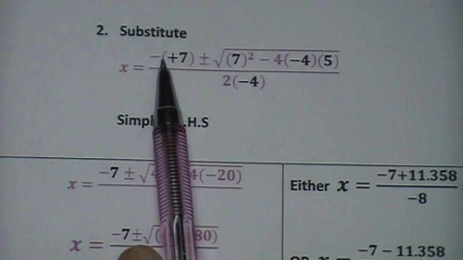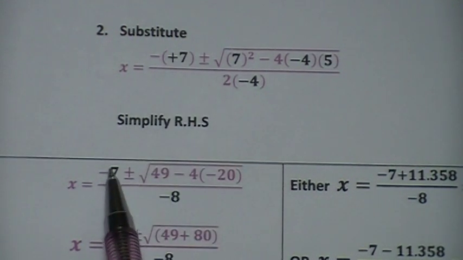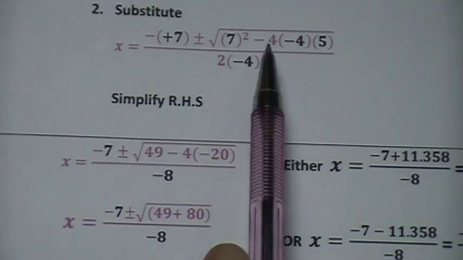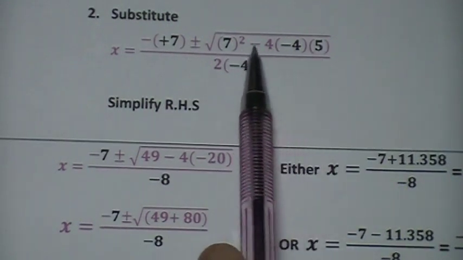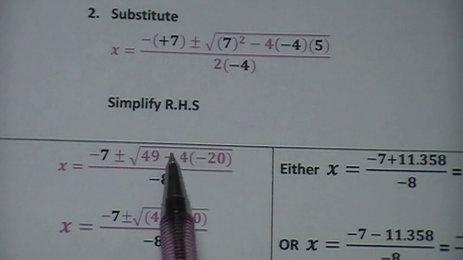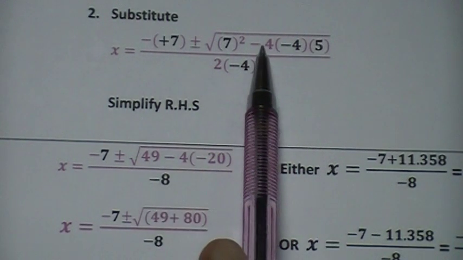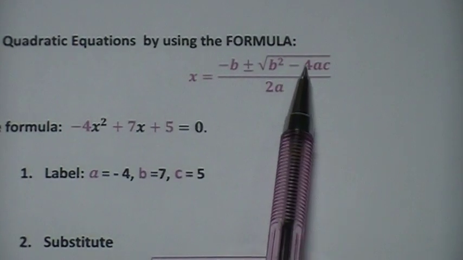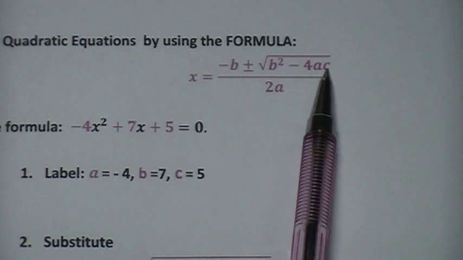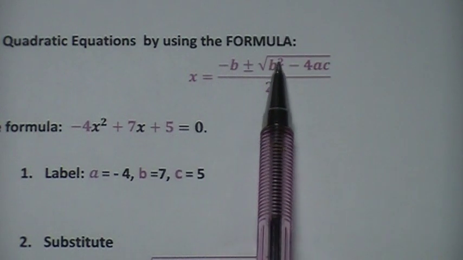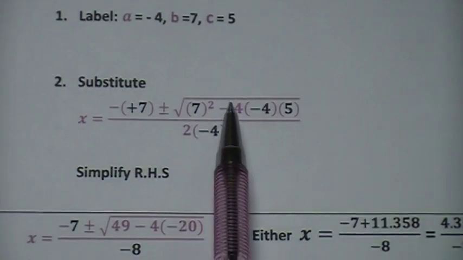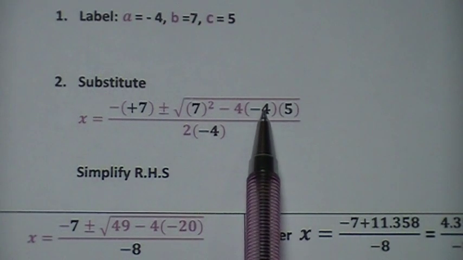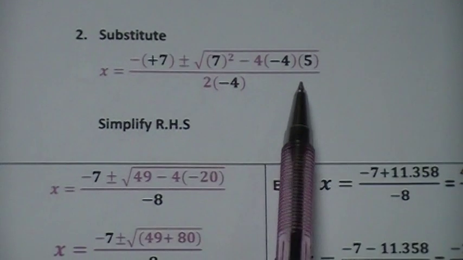Now look at it. Unlike signs will give us negative 7 plus or minus the square root of. The square of 7 will give us 49. Now we have to be careful around this region. Very careful. We cannot subtract 4 from 49 because negative 4 is multiplying negative 4 and multiplying 5. So we have to find the product of 4ac, and then we can deal with the b squared afterwards. So negative 4 multiplied by a multiplied by c, negative 4 times negative 4 times 5, in other words.